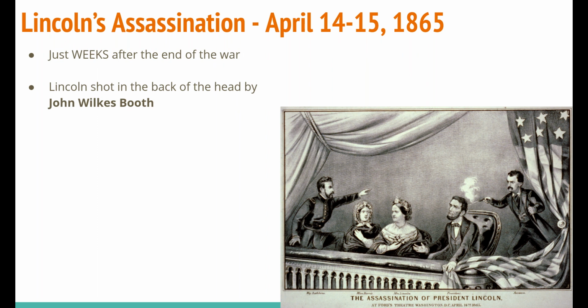Booth sneaks in, right? He's a celebrity. It's like Dwayne "The Rock" Johnson asking to meet Donald Trump. He goes in, pulls a gun, shoots Lincoln in the back of the head, jumps off of the balcony into the seats below, escapes from the theater. I think he stabs a policeman on the way out, gets on a horse, rides off, and is on the lam for a couple of weeks, and eventually gets caught.